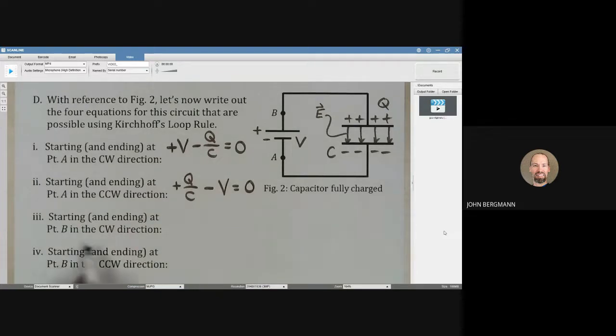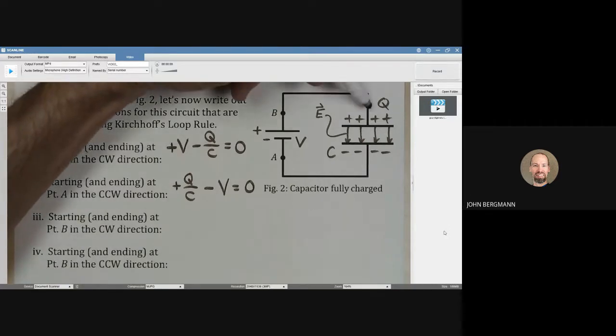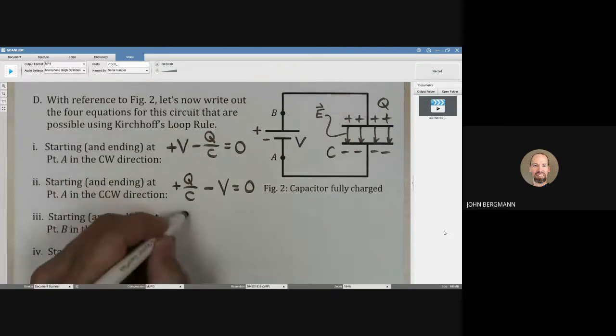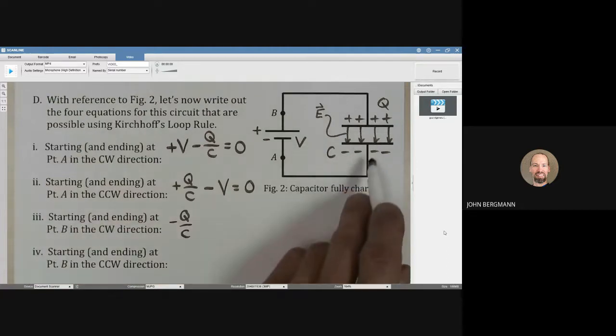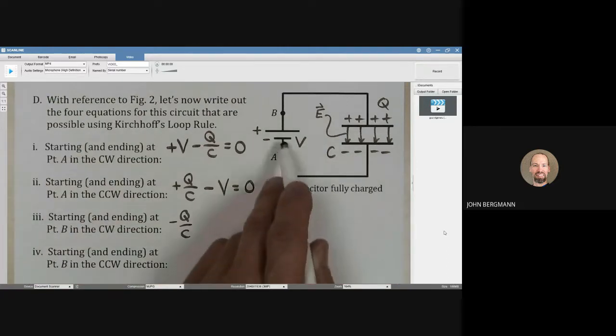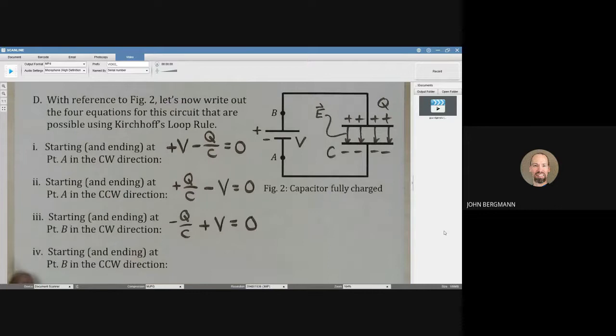What if you started at point B and went clockwise? You start at point B and you went clockwise. Watch my pen. The first thing we would run into is the capacitor in the direction of the electric field. So the first thing you would write would be minus Q over C. Now let's keep going. We're going through the battery in that direction, so we write plus V, and now we're back to our starting point, so you write equals 0.